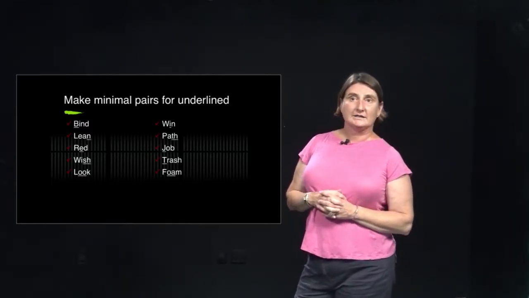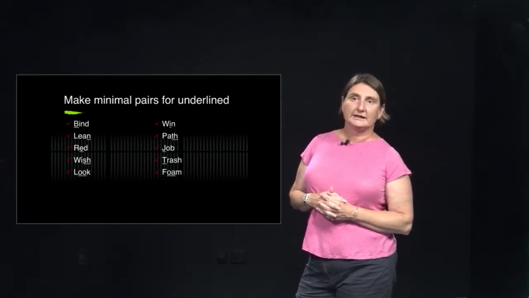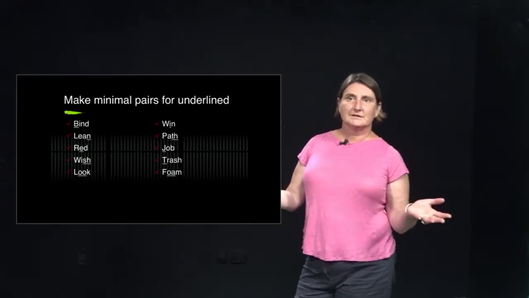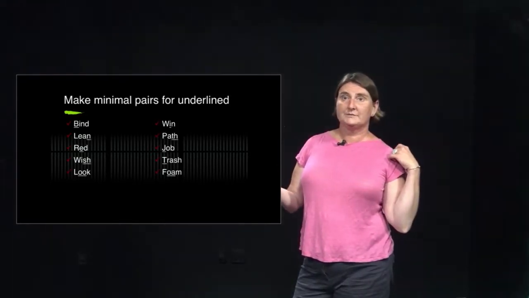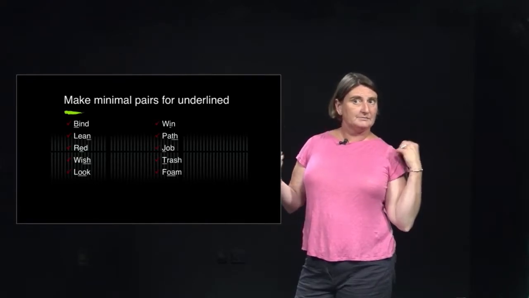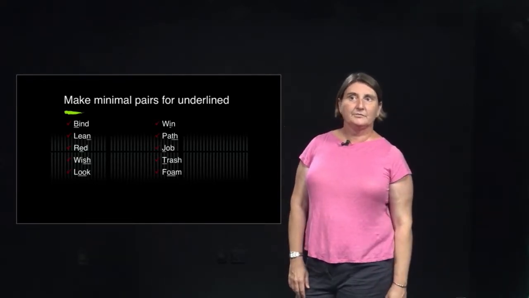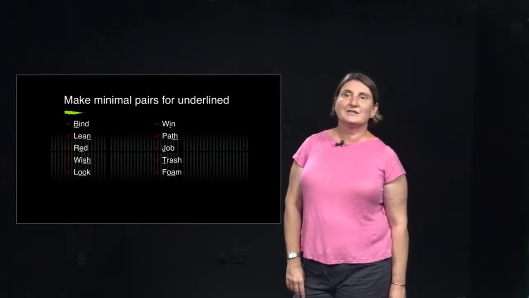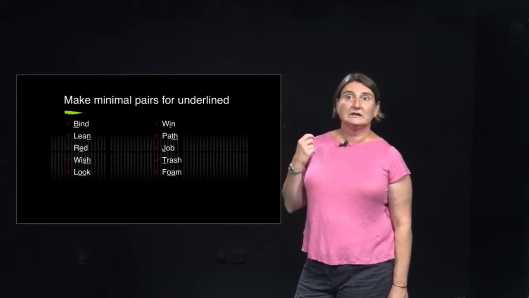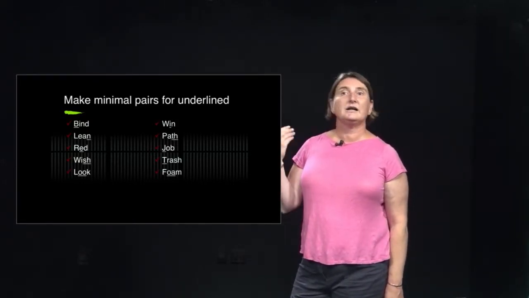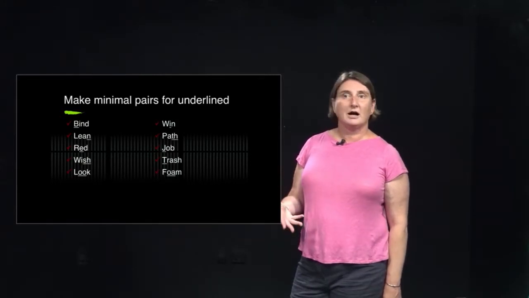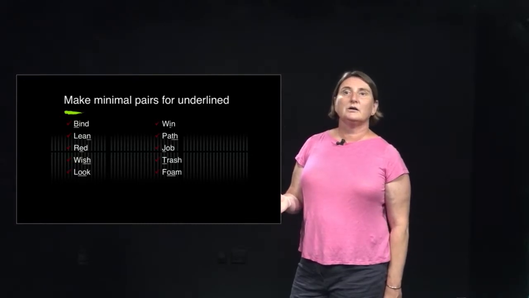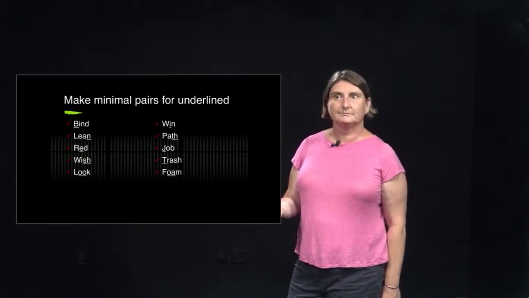is bind, and I've underlined the B, so it's the B that I'd like you to change when you make your minimal pair. So B, okay, bind. How about find with an F? Find. But grind would not be a minimal pair because it doesn't have the same number of sounds. It's got an extra consonant in there. So bind, find, mind, hind, rind, lined, like lined paper, or they lined up for the movie tickets.